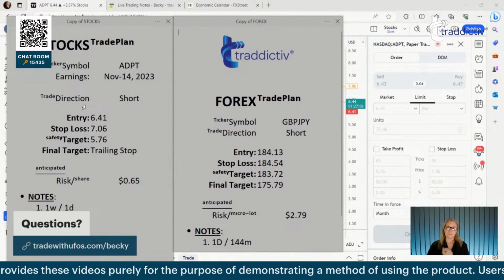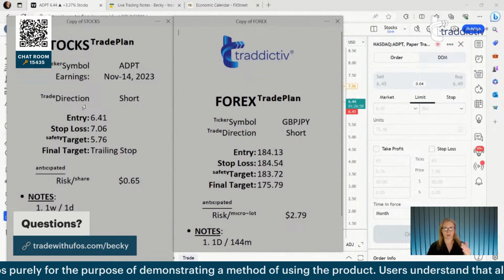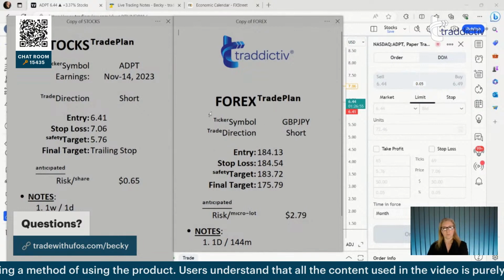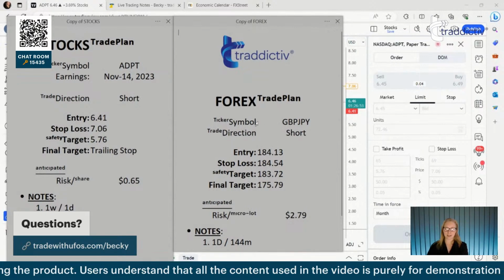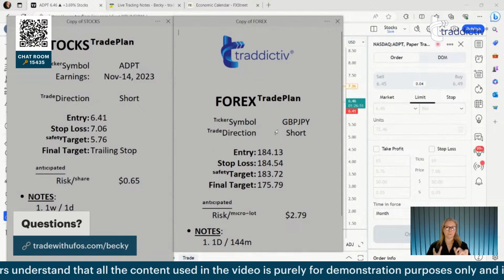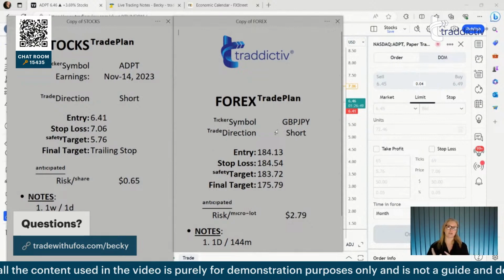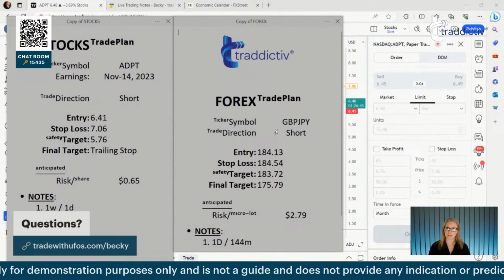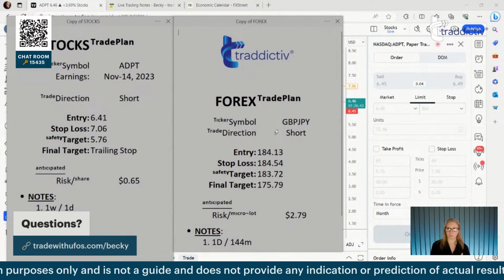Do we hit our safety target? Does it hit our stop? Are we managing it along the way? With the forex trade plan, it hasn't hit yet. So you would just keep an eye on, have things changed that make this trade no longer valid? In which case, cancel the trade. Or is it still valid by the time it triggers? And then where do I manage it from here?